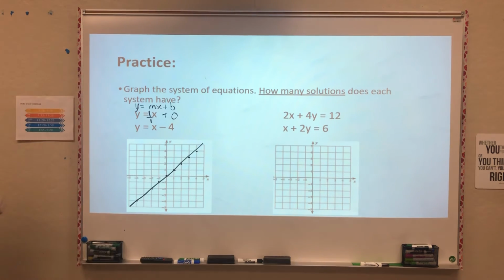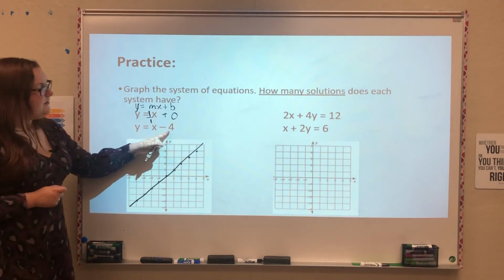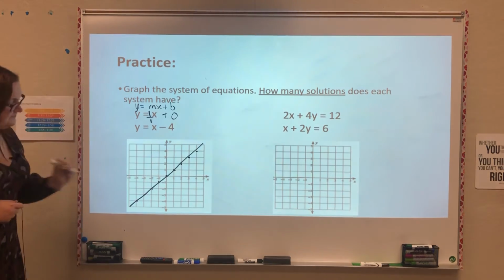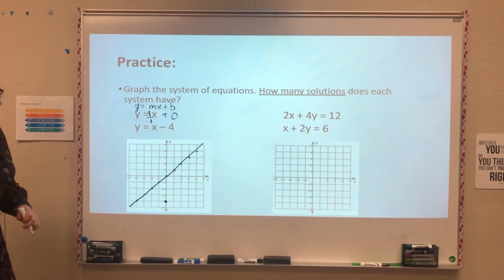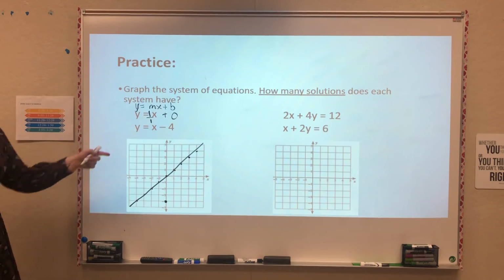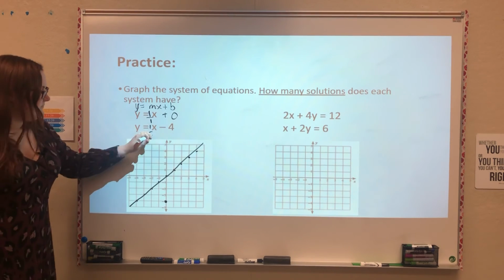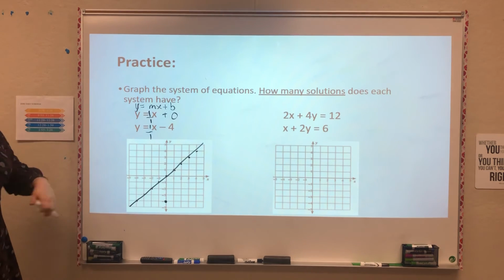We're going to come down here for the second one. Here, my y-intercept is -4. So I'll put my first point here. My slope, again, is 1 over 1. So starting from this point here, I'll go up 1 over 1.